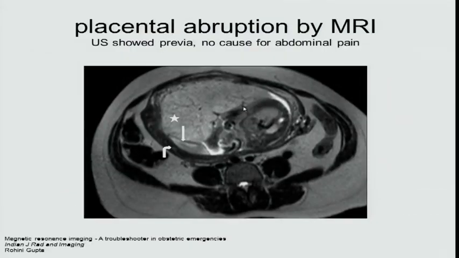Okay, so this one, they were unable to call this on ultrasound. They saw a big placenta, but couldn't account for the lady's pain. So on MRI, we've got a fluid collection between the myometrium and the placenta. What's that? Yeah, it's a placental abruption. So you've got a subchorionic hematoma.